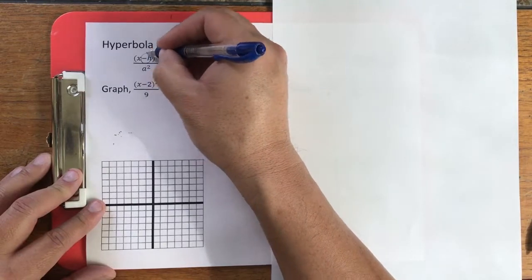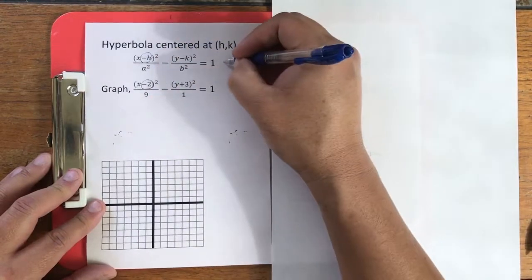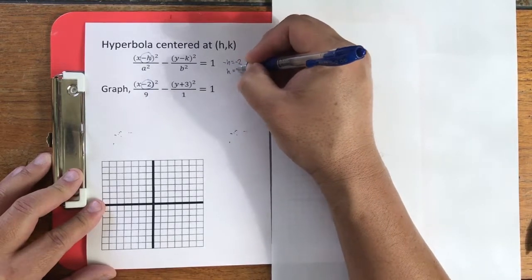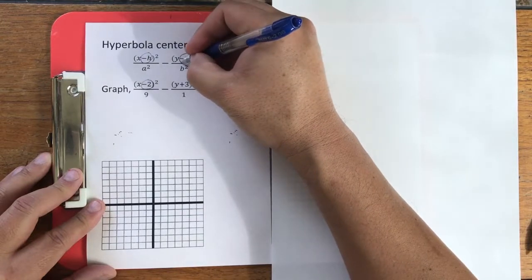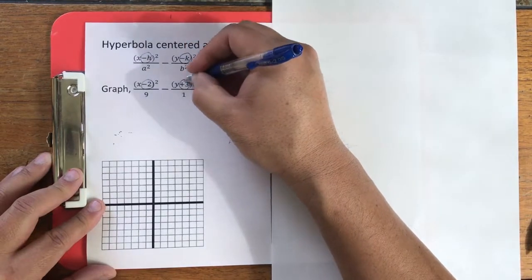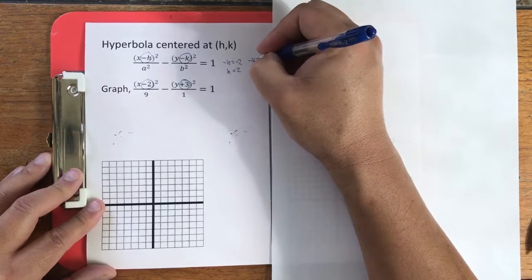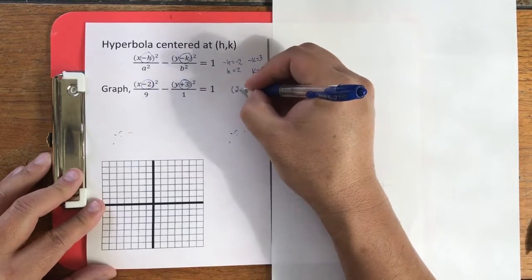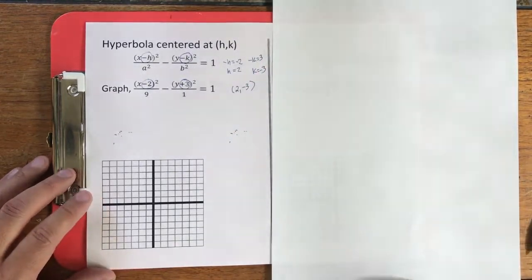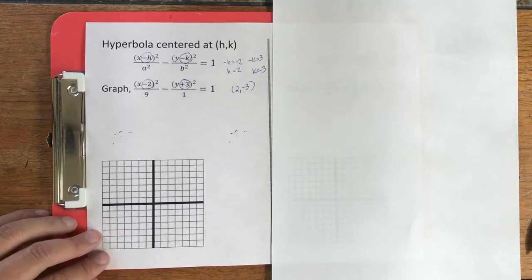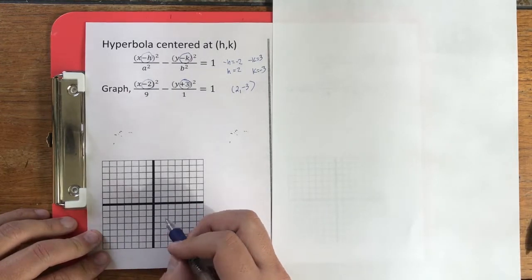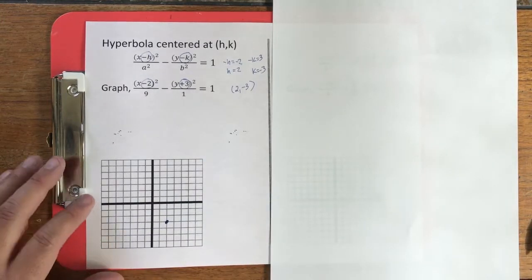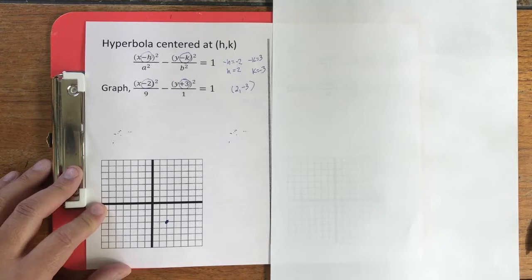We can see that this minus h is equal to minus 2, which means h is equal to 2. And we could see that minus k is equal to positive 3. So then k is equal to minus 3. And that tells us where our center is. Our center is at 2, minus 3. Right there.